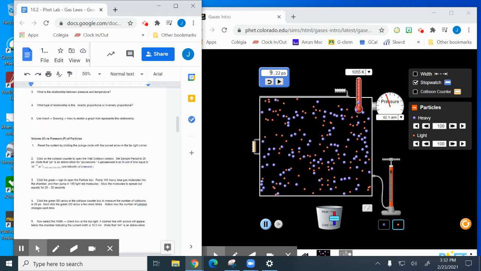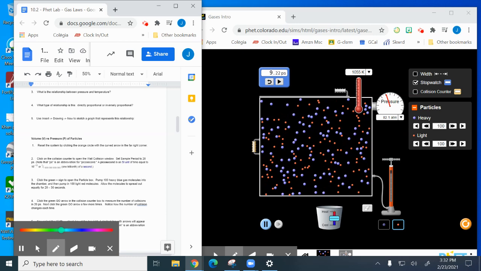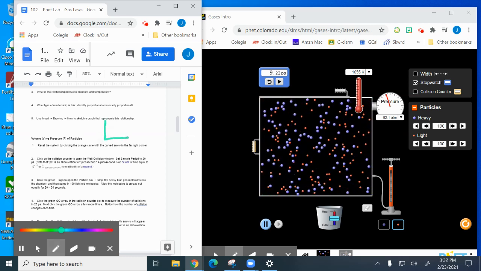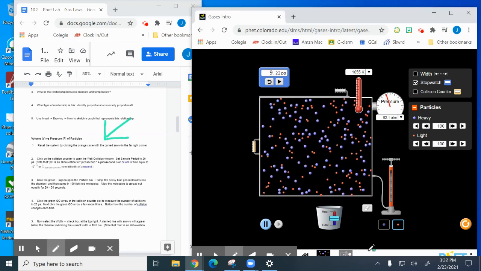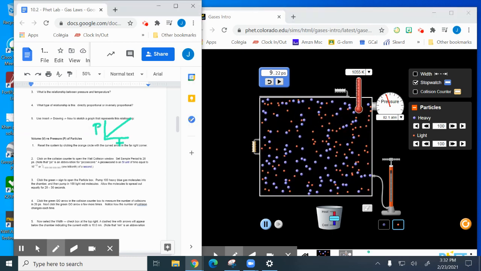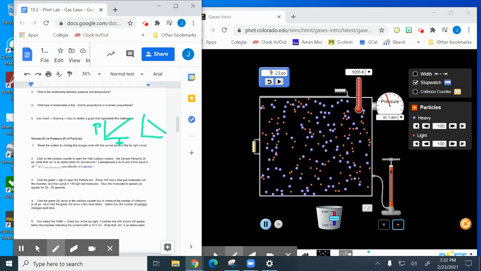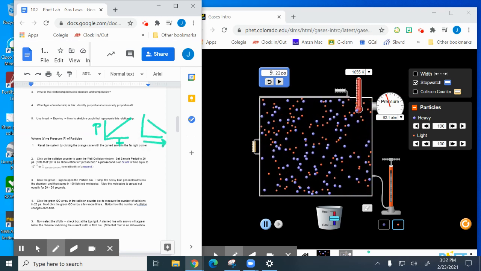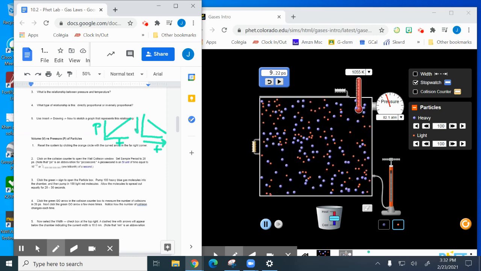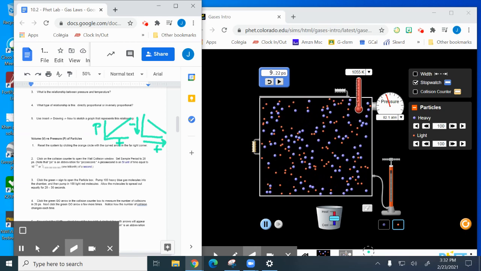All right. So a graph of something that's directly proportional is going to look like this. As the temperature goes up, the pressure goes up. Just for your knowledge, an inversely proportional graph looks like this. As this goes up, as that gets more positive, this gets more negative. So that's the way that works.